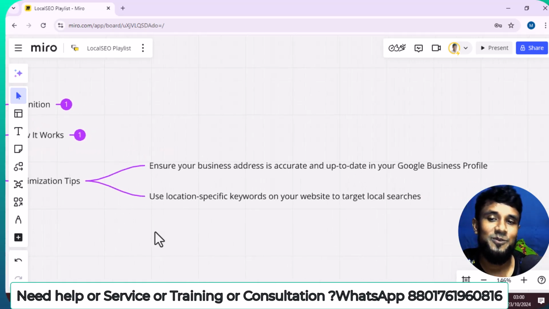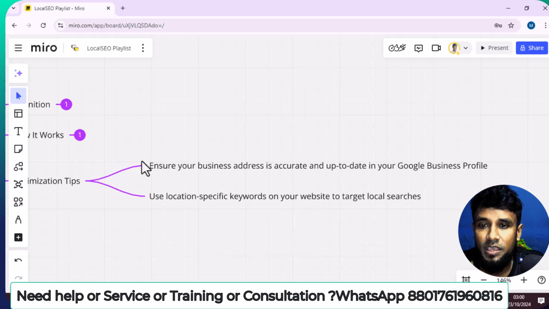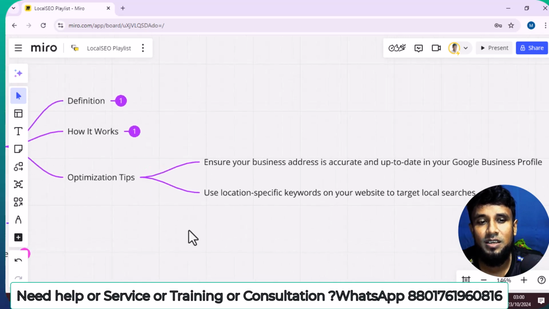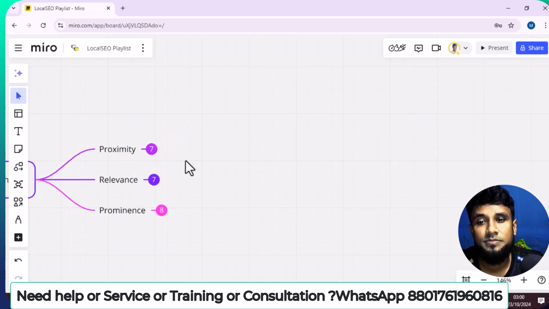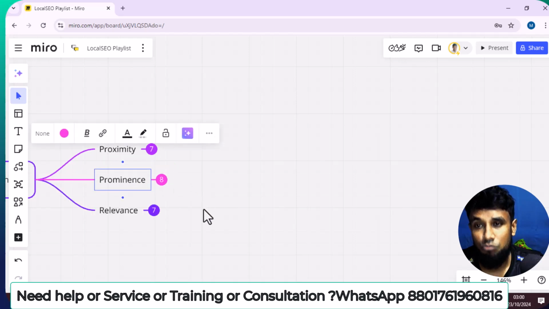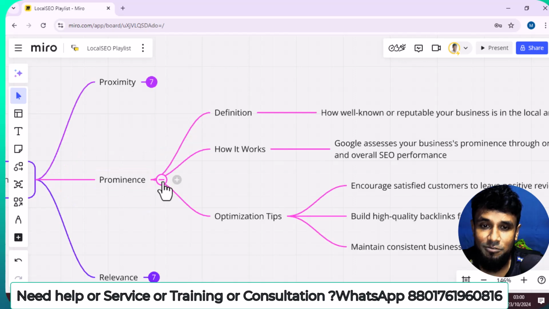Then I am going to share two optimization tips. Ensure your business address is accurate and up to date in your Google business profile. What is a business profile? No worry, you will learn details in the Google My Business profile. Okay. Then also use location specific keywords on your website to target local searches. Then you can maintain proximity.